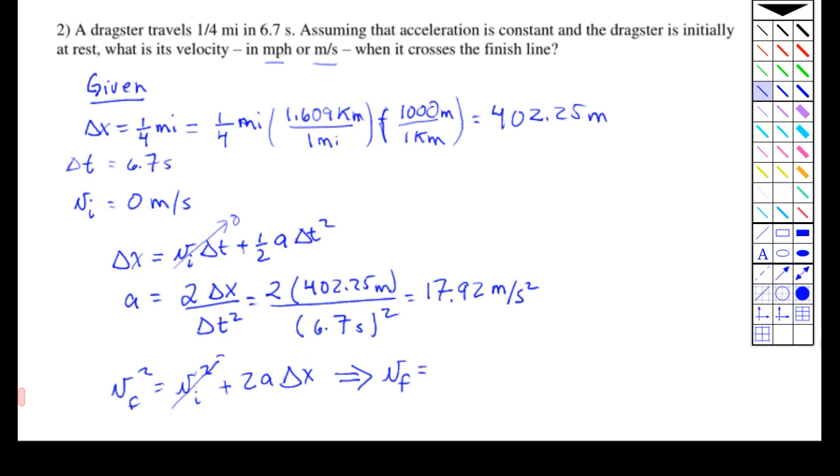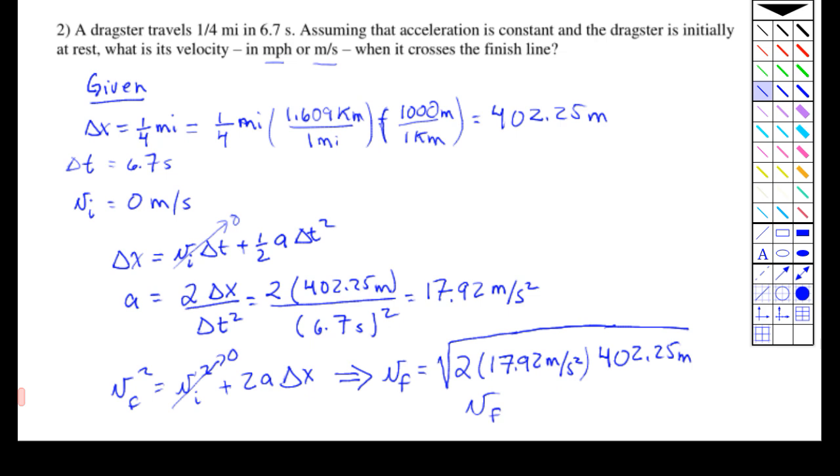Note that the initial velocity again is 0, so we need to compute the square root of 2 times the acceleration, which was 17.92 meters per second squared. And we're multiplying by the distance, which was 402.25 meters. And what we end up with is a final velocity of 120 meters per second.